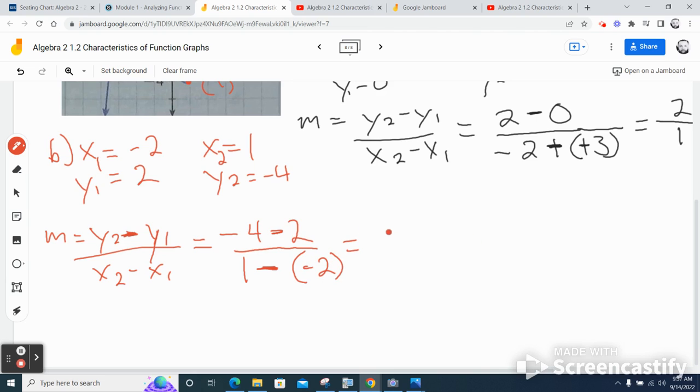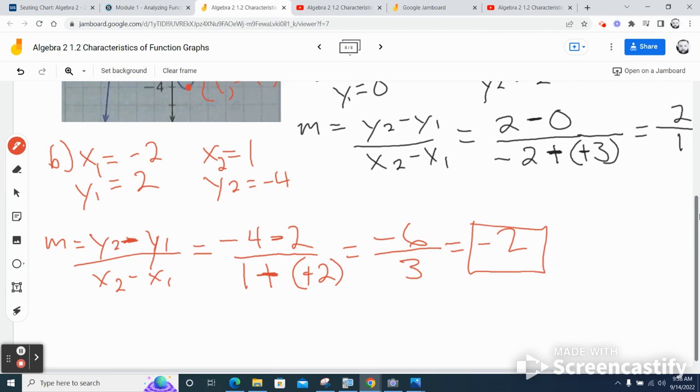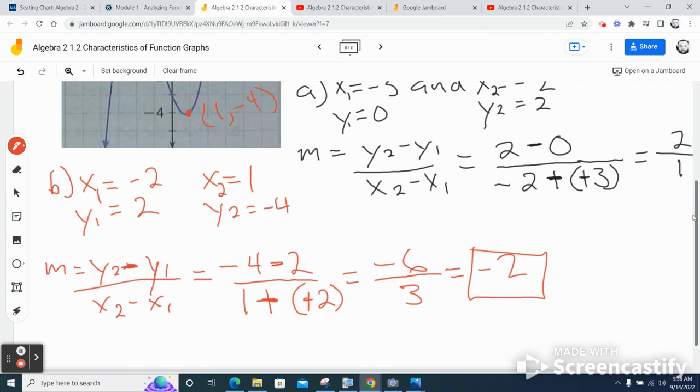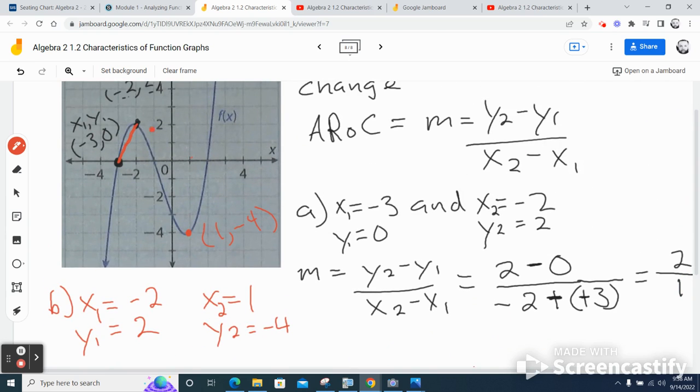-4 minus 2 becomes -6, right? And then when you minus a minus, what do you do? Add. So it's really 1 plus 2, which is 3. What's -6 divided by 3? -2. Well, bam, the average rate of change. And if you look at this and you think about it, if I just draw a straight line from here to here, the slope is -2, right?